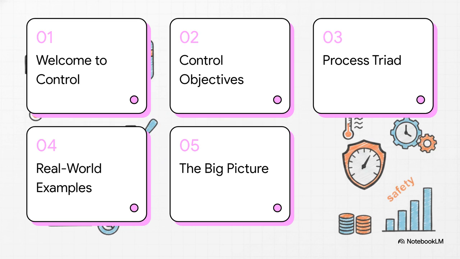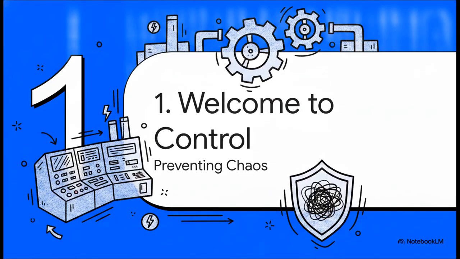Here's our agenda for today. 1. Welcome to control. 2. Control objectives. 3. The process triad. 4. Real-world examples. And 5. The big picture. Let's start with Section 1.